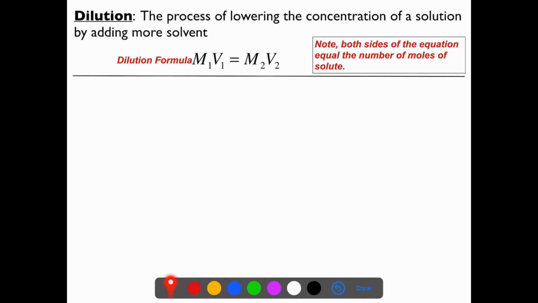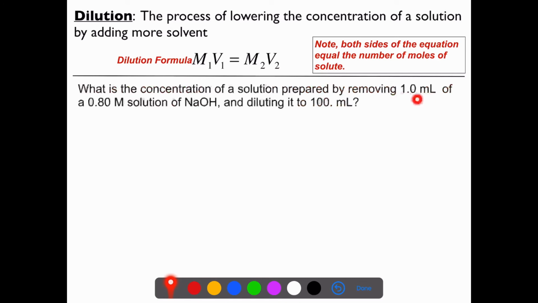What is the concentration of a solution prepared by removing 1 milliliter of a 0.80 molar solution of sodium hydroxide and diluting it to 100 milliliters? So again, what are we doing? We're starting off with a solution that's 0.80 molar. We're going to take 1 milliliter of that out. We're going to put it in a new beaker, and then we're going to dilute that beaker to 100 milliliters. So we took a certain amount out. That gives us a certain number of moles. That number of moles goes into a new vessel, and we're going to dilute it so the concentration will change, but we're going to have the overall same number of moles.